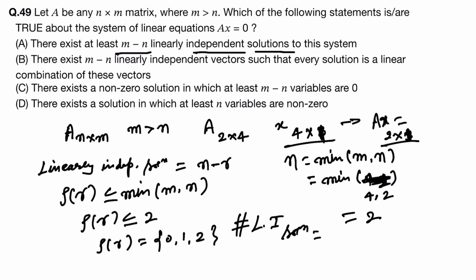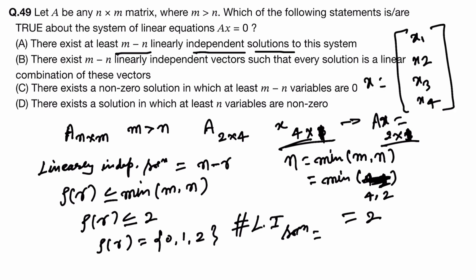Okay, so the number of variables here is 4. That means this is like this, no? x1, x2, x3, x4. This is the X matrix. So the number of variables is here 4. So the number of linearly independent solutions can be 4 minus 0 equal to 4, 4 minus 1 equal to 3, or 4 minus 2 equal to 2. So it can be either 2, 3 or 4.